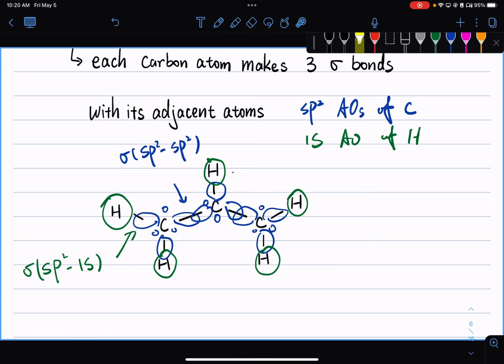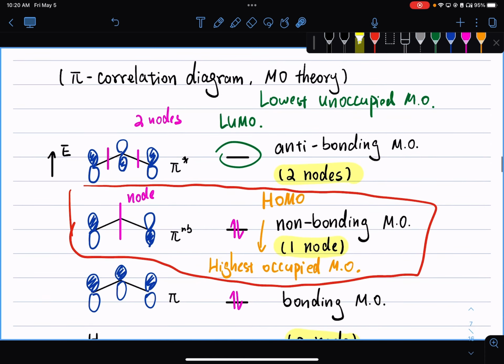Yes? I can't hear you. On this diagram, is there a positive charge on the... This one is only sketching the sigma bonds. This one is only the contribution of your atomic orbitals to make that sigma bond. We'll talk about delocalization of charges and everything in the pi correlation diagram.